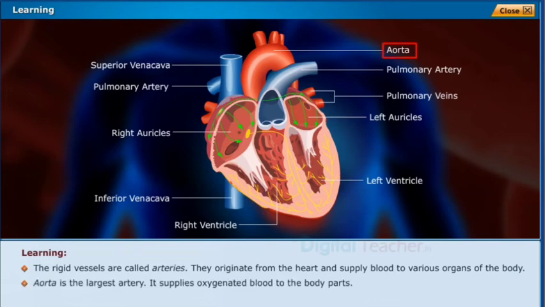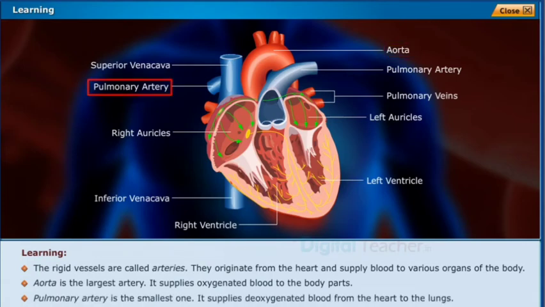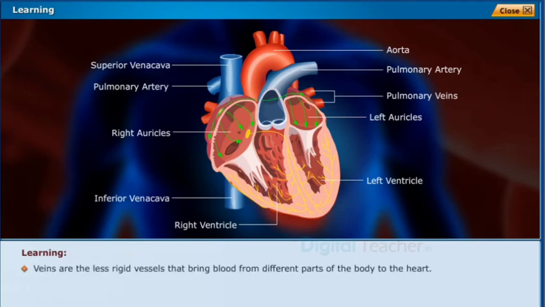Aorta is the largest artery. It supplies oxygenated blood to the body parts. Pulmonary artery is the smallest one. It supplies deoxygenated blood from the heart to the lungs. Veins are the less rigid vessels that bring blood from different parts of the body to the heart.